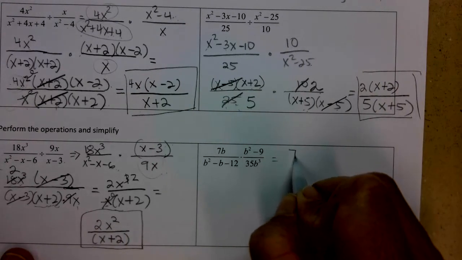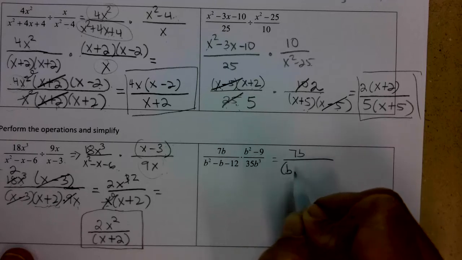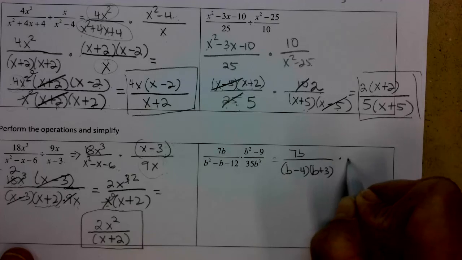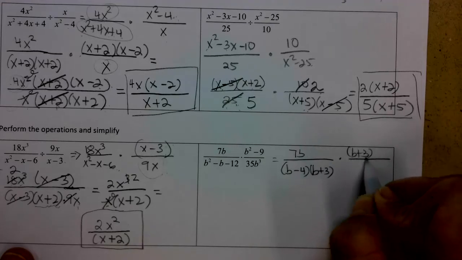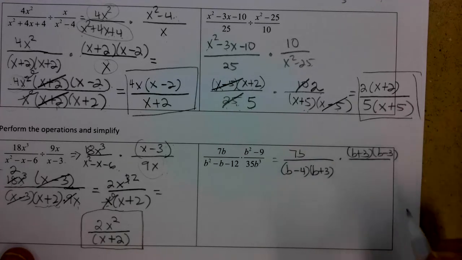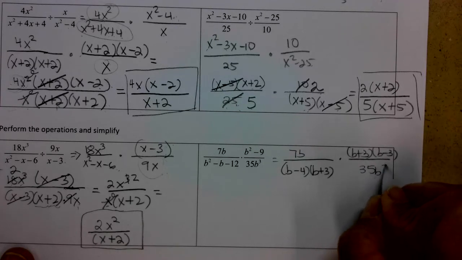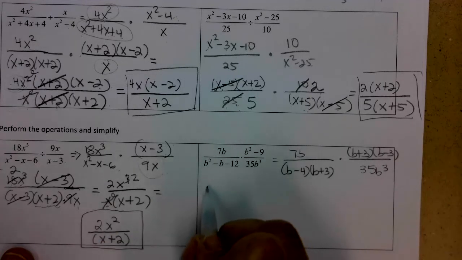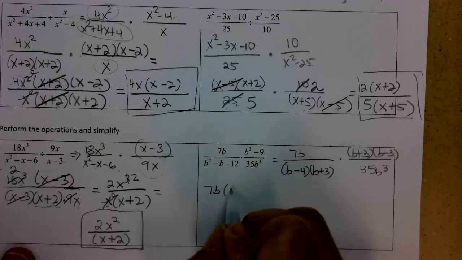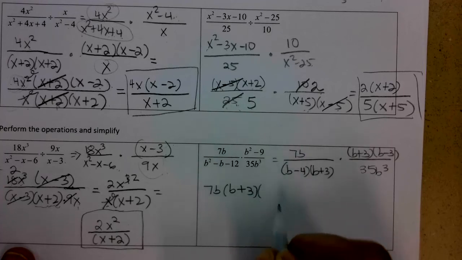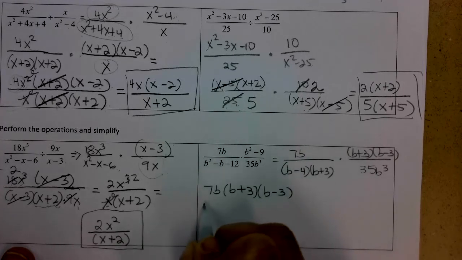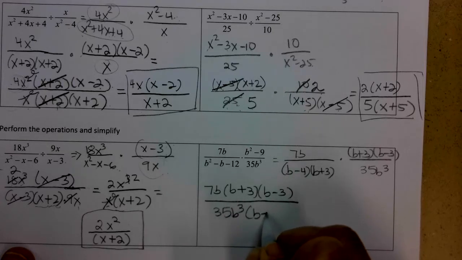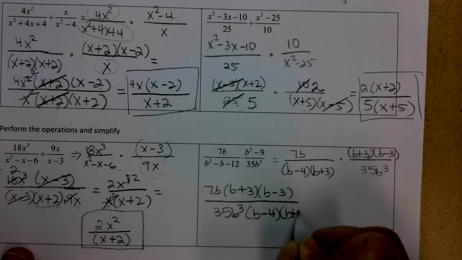Factor, factor, factor. So b minus 4 times b plus 3 times b plus 3 times b minus 3, 35b cubed. Multiply everybody across. I know sometimes I take the extra step. It kind of depends on how much room I have. b minus 3 over 35b cubed, b minus 4, b plus 3.